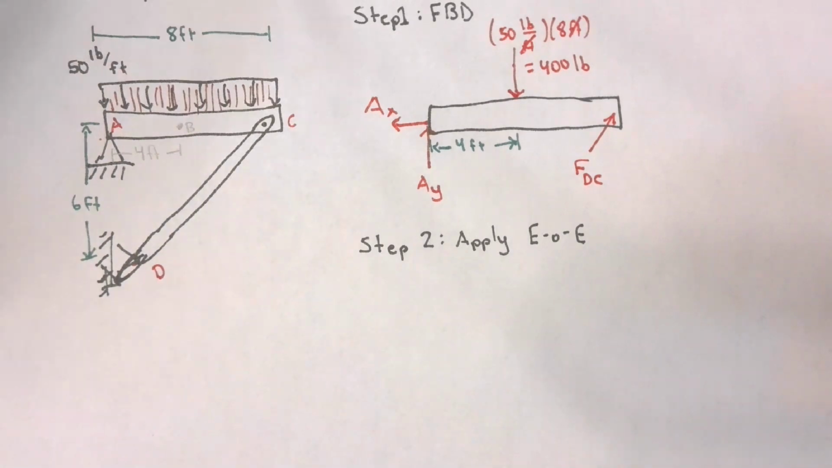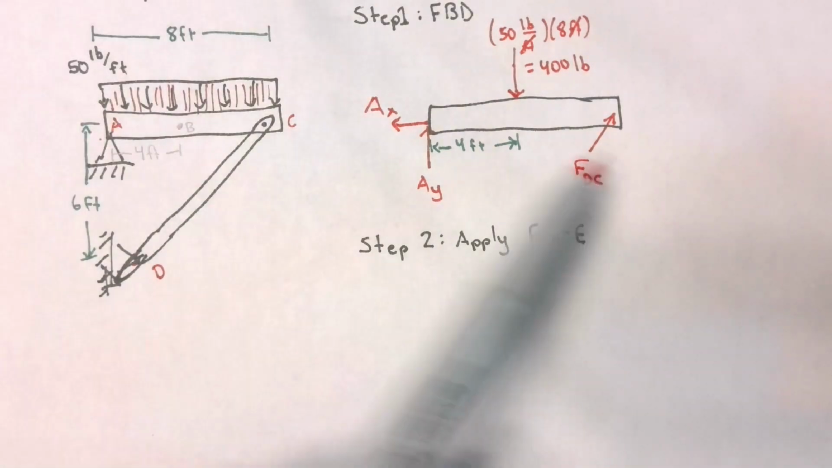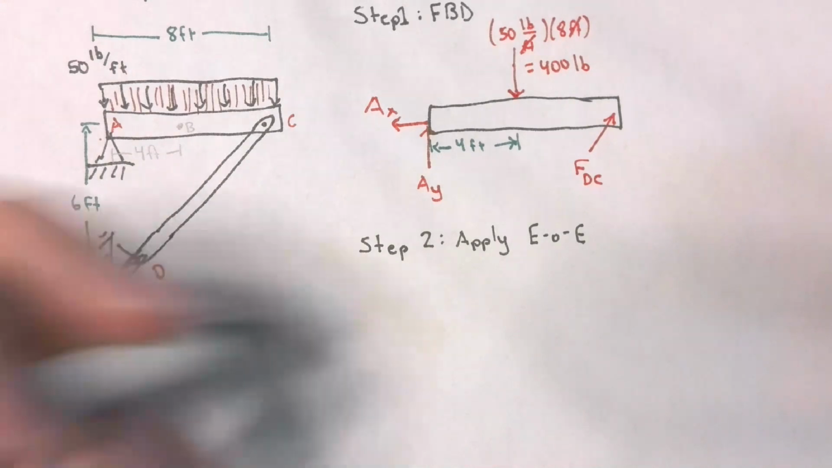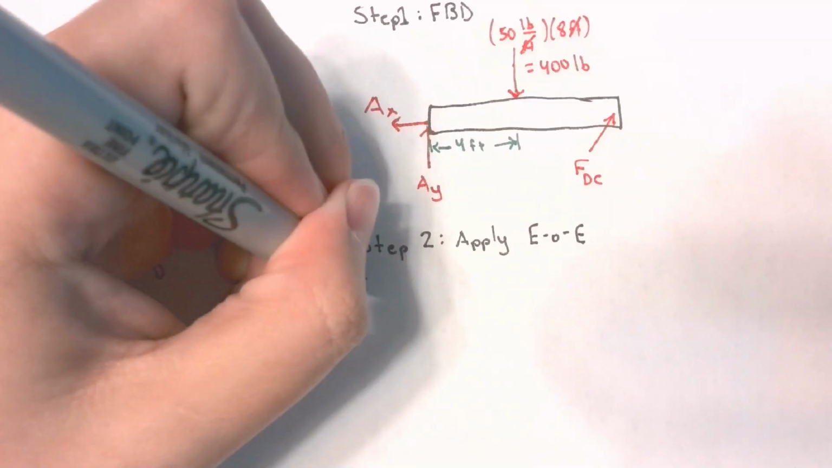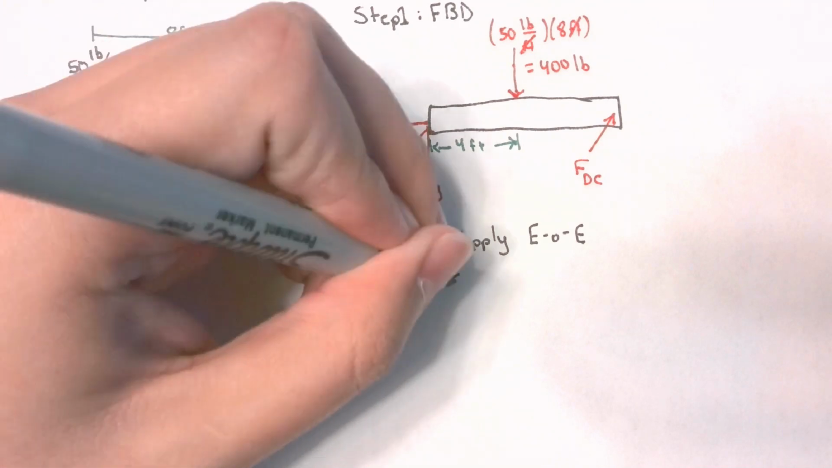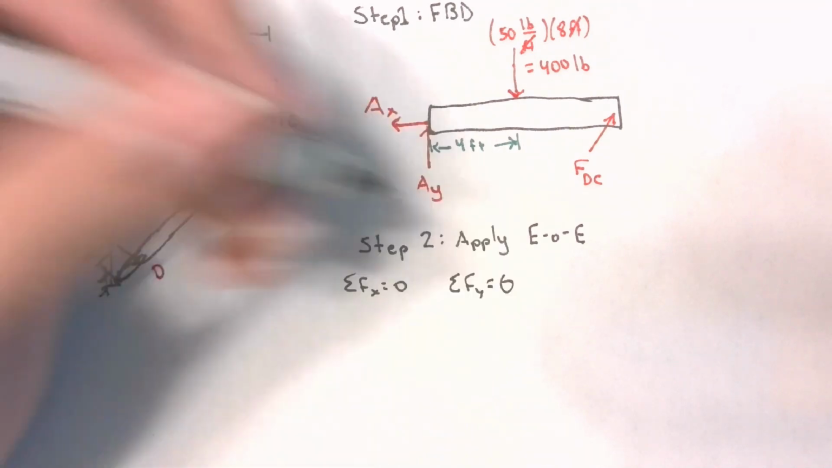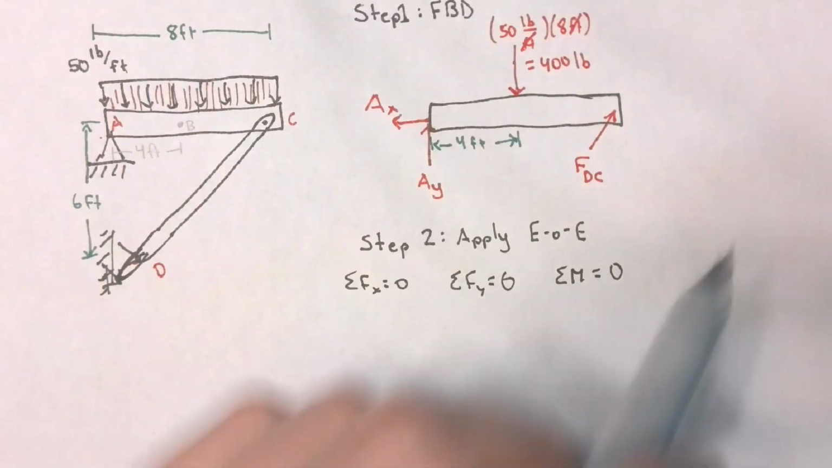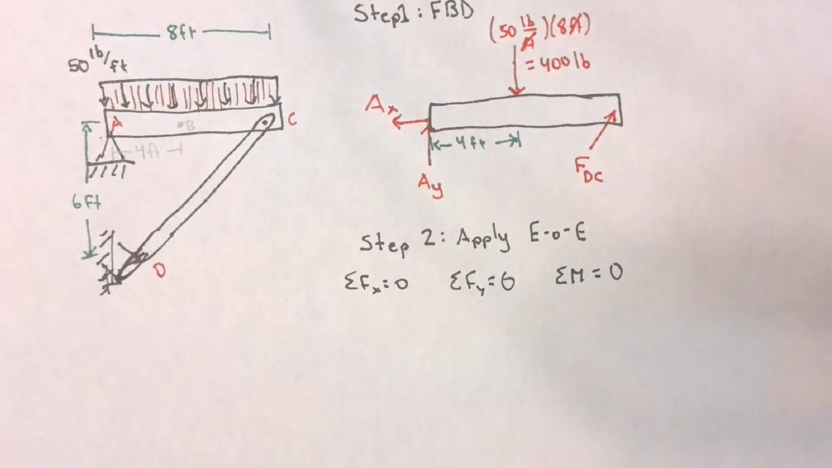We'll see. Step 2 is to apply equations of equilibrium. So we want to find all these forces. So we can't skip this step this time. So we know that the equations of equilibrium are sum of forces in the x direction equals 0, sum of forces in the y direction equals 0, sum of moments at any point equals 0. So if you have the system, what should we start with?